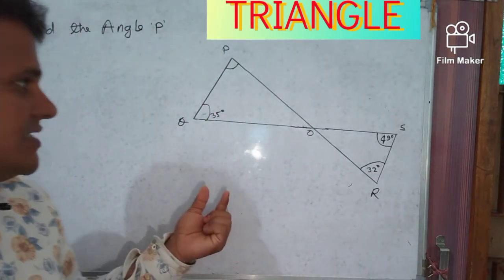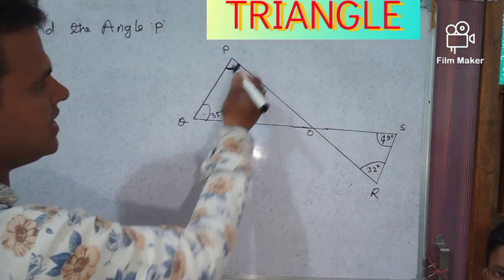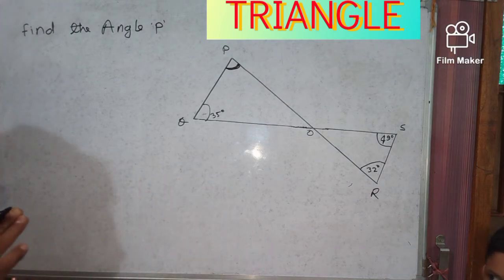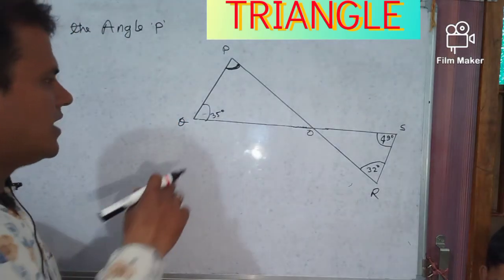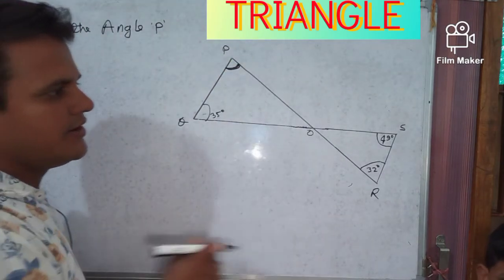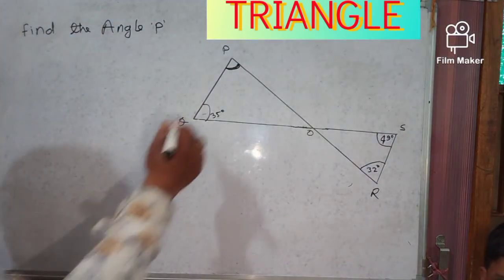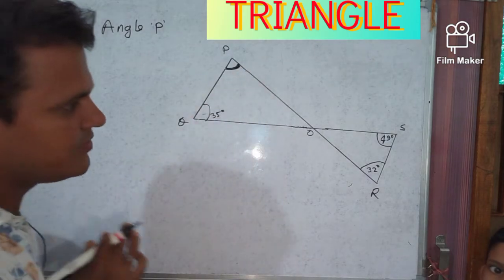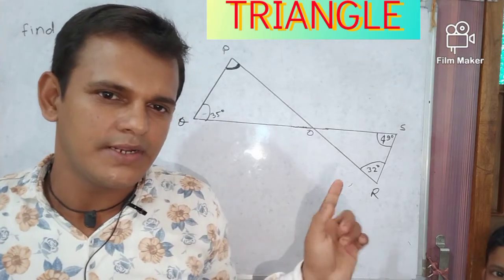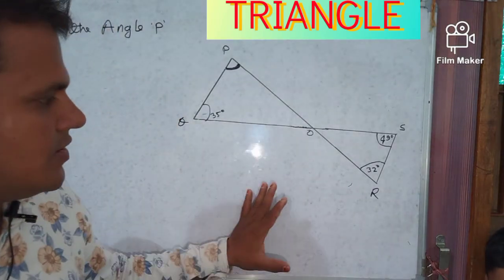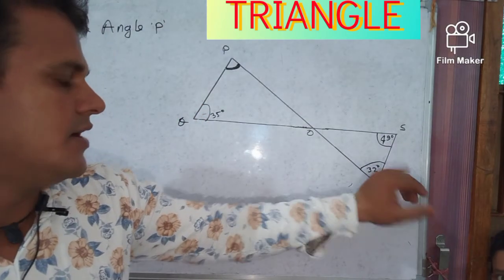Friends, look at this picture. Our target is to find what is the angle of P, what is the value of P. Now see here, there are two triangles. Triangle one is PQO and triangle second is SOR. So our target is to find only P. Now see here friends, we know that the sum of interior angles of a triangle is equal to 180 degree. In this triangle, two angle values are given and O is unknown.